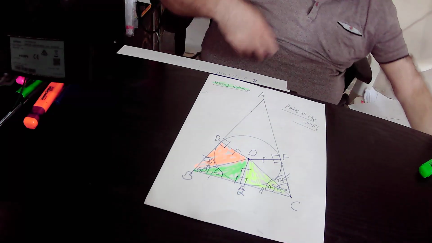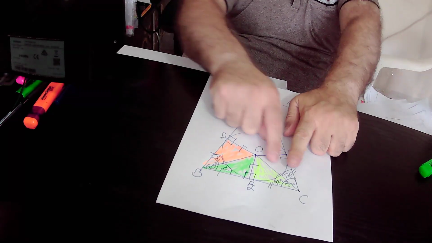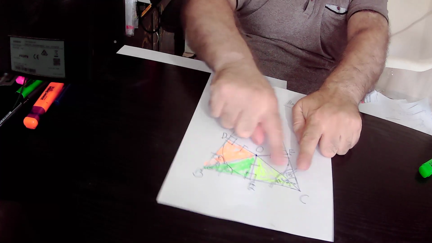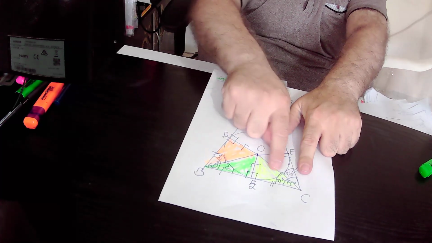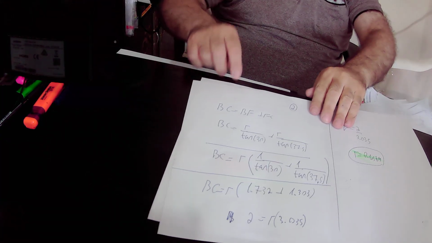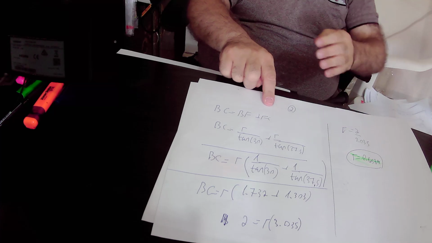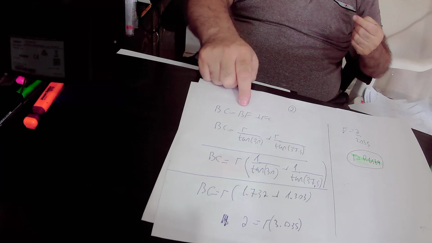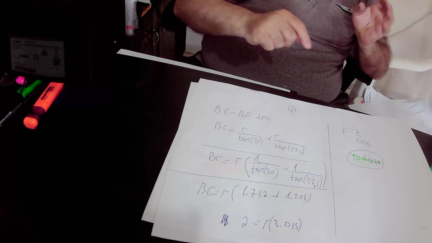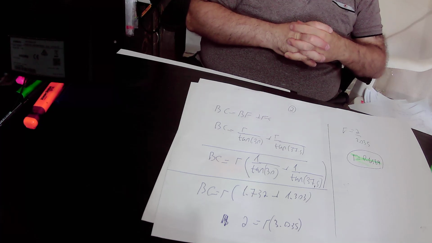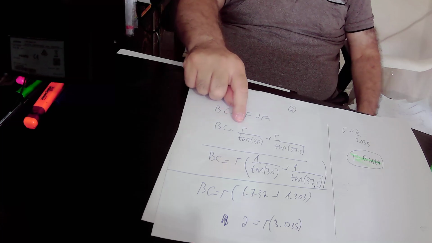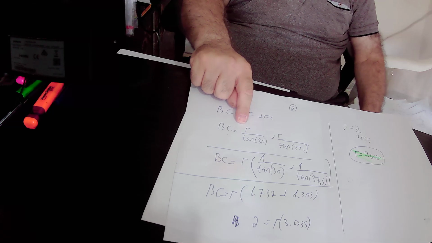And what is the length of side BC? The length of side BC is BF plus FC. Repeat again: BC equals BF plus FC. We already found that BF equals R over tangent 30 degrees and FC equals R over tangent 37.5 degrees. Then we take a common factor from those two expressions.